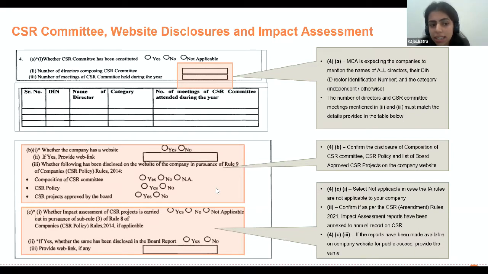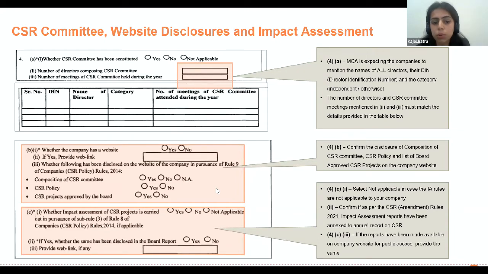Point 4C is asking if an impact assessment was conducted during the reporting period. You can select not applicable as the option in case the impact assessment rules are not applicable to your company. And you can select a no in case these rules are applicable to your company, but the impact assessment was not undertaken during the reporting period.